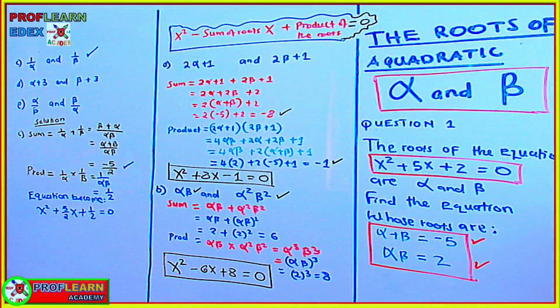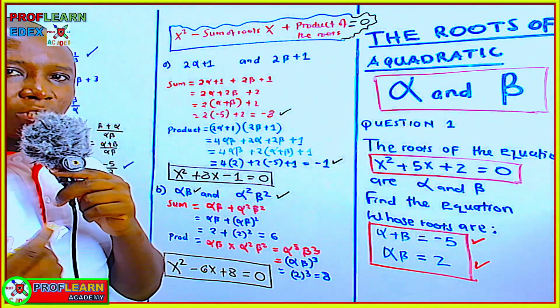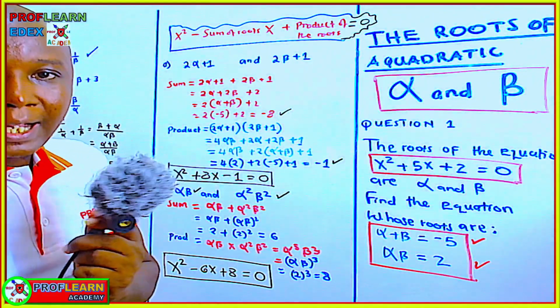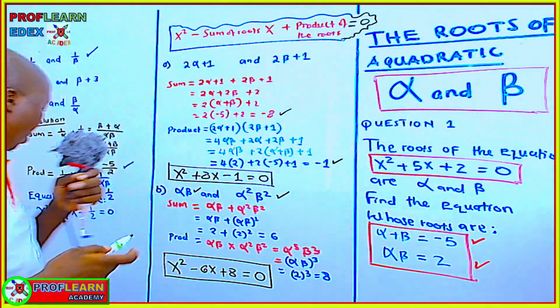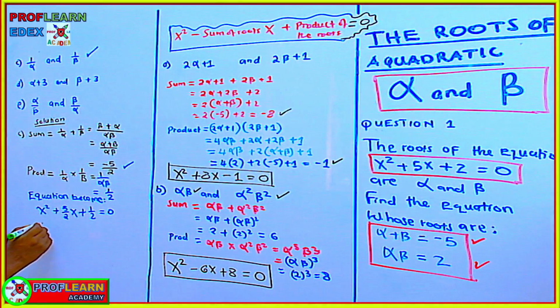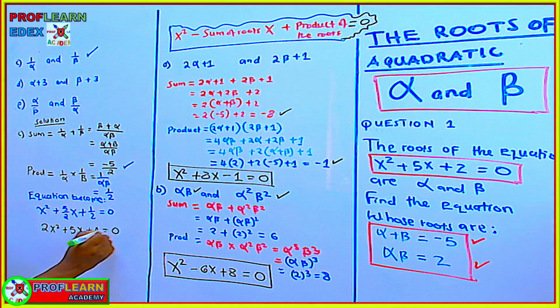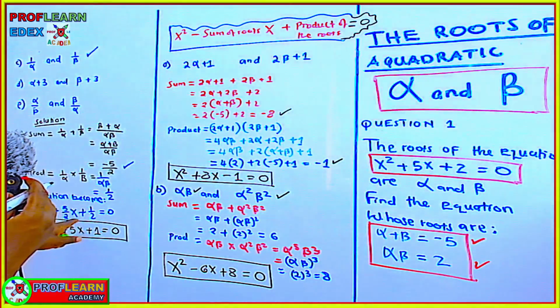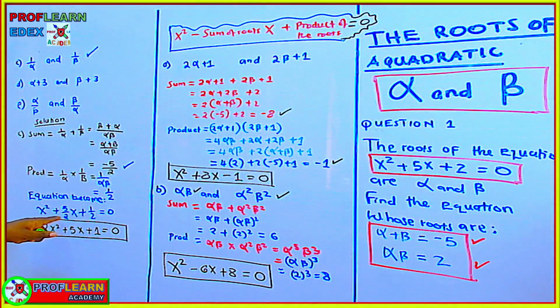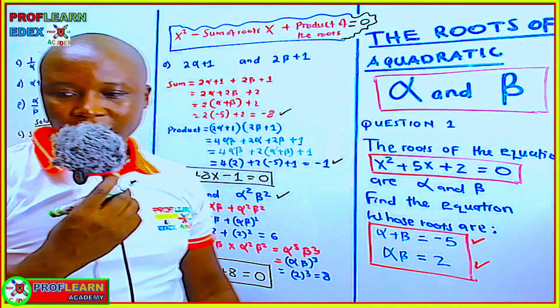is equal to 0. In the event you are told that the equation that you need to find has integer coefficients, it means that you need to multiply all through by 2, and this is going to be 2x squared plus 5x plus 1 is equal to 0. If the coefficients of the quadratic that you are finding must be integers, you need to remove the fraction by multiplying all through by the denominator, so that you have it simplified that way.